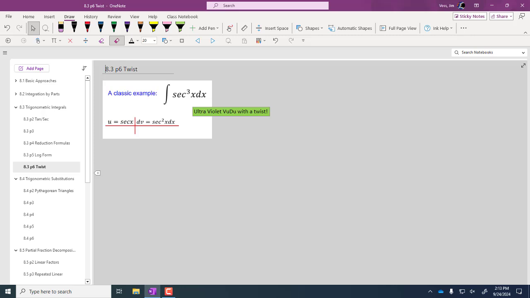This one we can think of as a product, and this is kind of a classic where we break off a secant squared and do that. And then we're going to treat this as the dv, and we're going to treat this as the u.